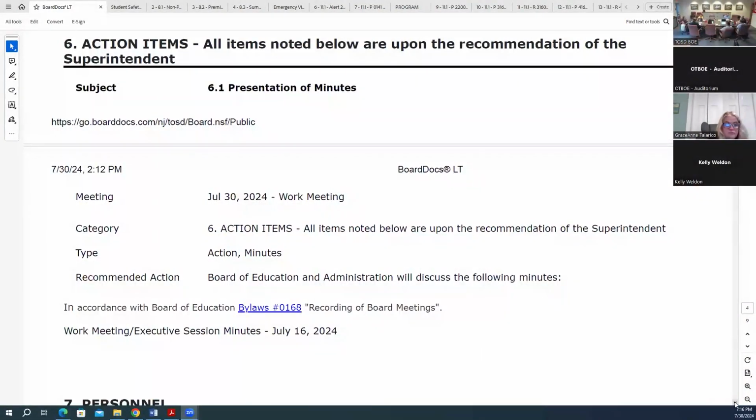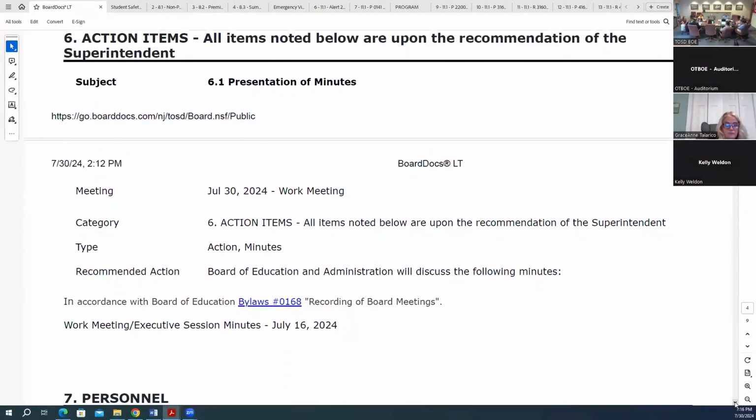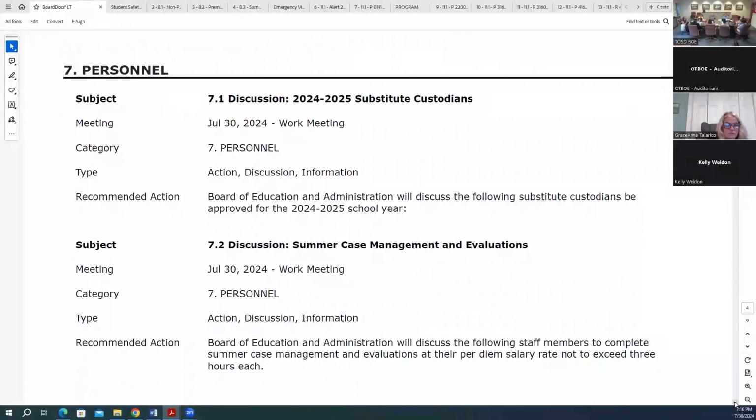Any questions? Okay. Pretty simple. Personnel, we will vote on that downstairs.